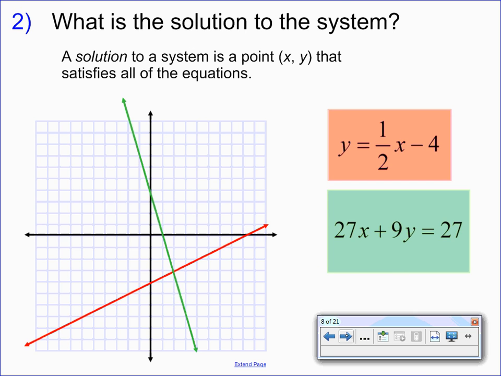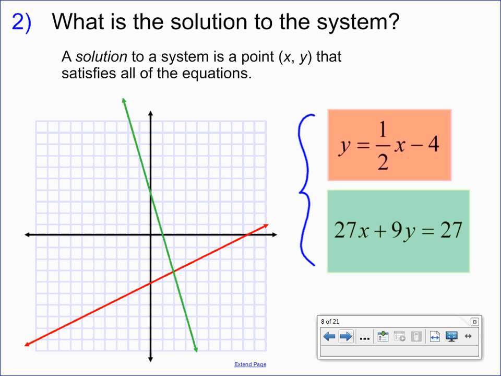So what does it mean to be a solution to a system? Well, we know a solution to a system is an ordered pair, a point, x comma y, that satisfies all the equations in the system. So if the red line is the collection of points that satisfies the red equation, and the green line is all the points that satisfy the green equation, could you find a point that satisfies both equations simultaneously? You bet your boots you could.